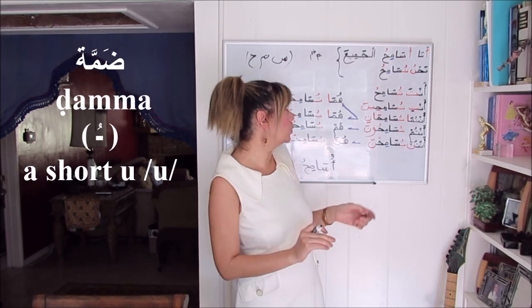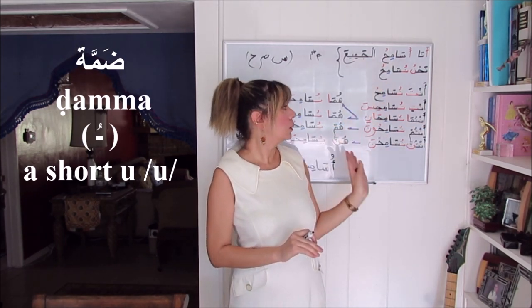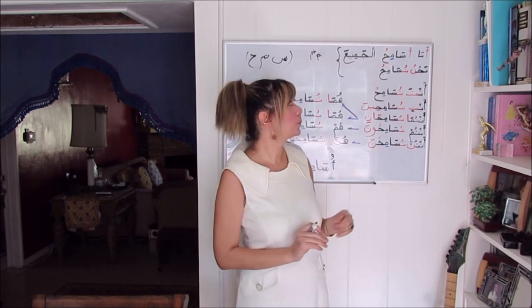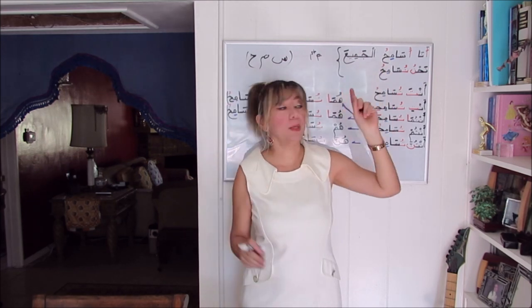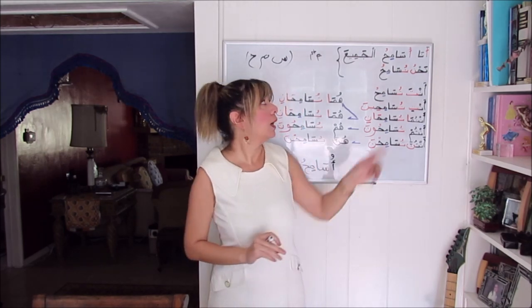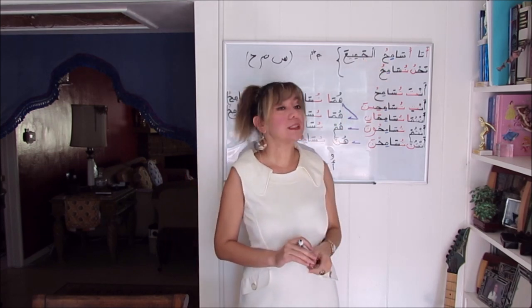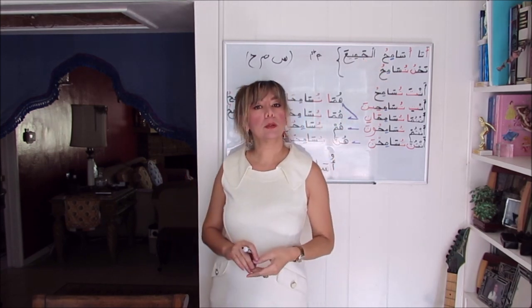And the damma also is omnipresent with all the conjugations. So أنا أسامح الجميع. Alright? I forgive everyone. What about the first person plural?